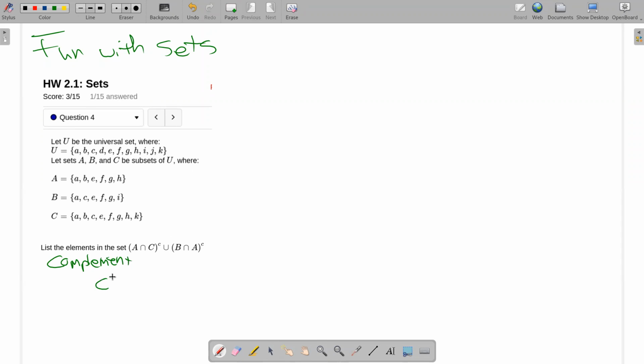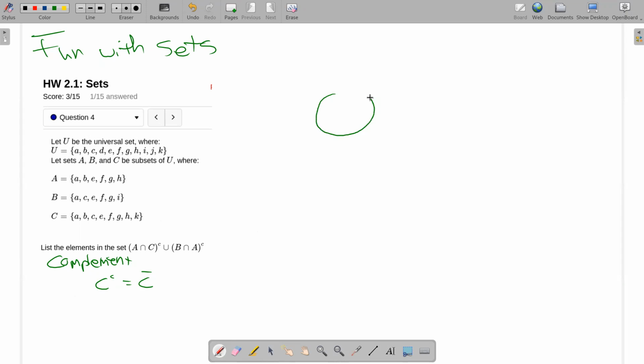Sometimes it'll have a little C up there. I like to put a bar over it to indicate the complement of a set, and that's just everything outside of that set. The cap here is our intersection symbol, and the cup here is our union symbol. So let's draw this out.